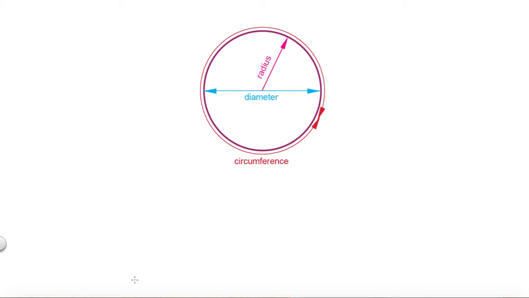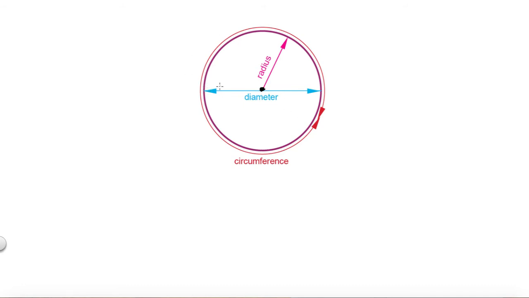Okay, so right now we are going to look at the different parts of the circle. So here we have the center of the circle. From the center to any edge of the circle is our radius. If I go from the center to any edge of the circle, it's going to be the exact same distance.